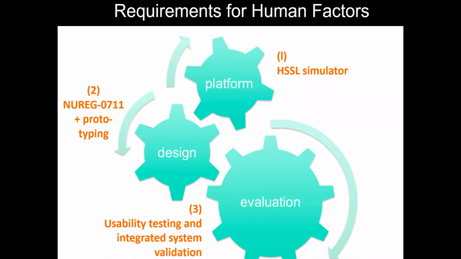So this is an example of those cogs filled in with how we would do that. So platform, EHSSL simulator, we can design, this says NUREG-0711 and prototyping. One thing to keep in mind, NUREG-0711 is an evaluation document used by regulators. You can use it as a design guidance document insofar as it tells you how you're going to be graded. So you know kind of what boxes you will need to check, but it is not design guidance explicitly. And then lastly, usability testing and integrated system validation.